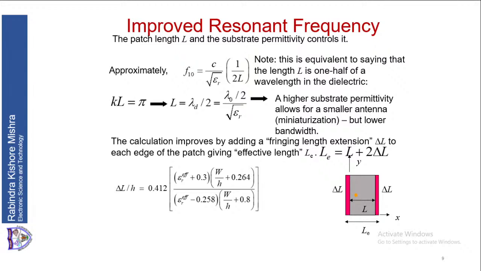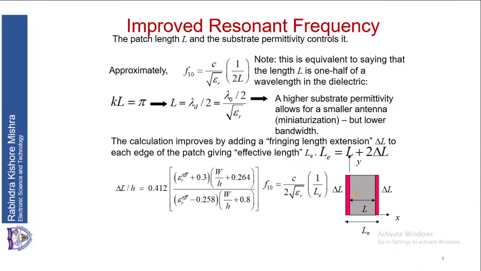So instead of using L in the expression for resonant frequency, we can use LE. Now what is delta L? The expression for delta L can be found using this formula. Delta L by H is equal to 0.412 times (epsilon R effective plus 0.3) into (W by H plus 0.264), divided by (epsilon R effective minus 0.258) into (W by H plus 0.8). This is the expression for delta L by H. Since we will know what H is, we can always find out delta L.